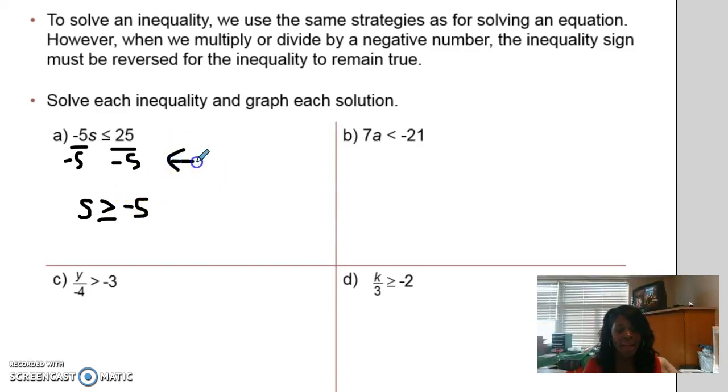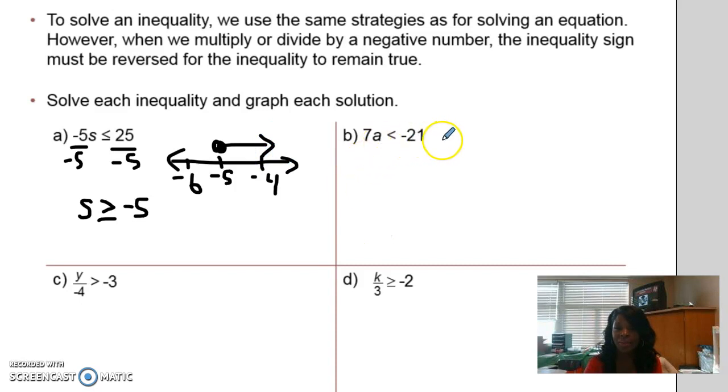Let's graph that. We have negative 6, negative 5, and negative 4. So our solution set for s is greater than or equal to negative 5. So we're going to go to the right.